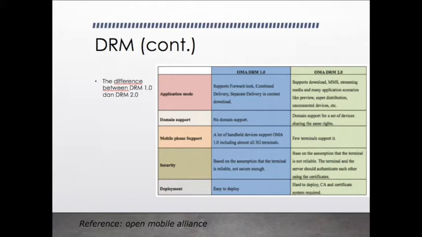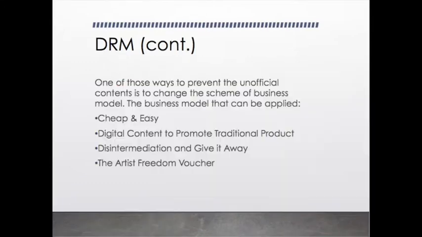And the last difference is deployment. For OMA DRM 1.0, it's easy to deploy. And for OMA DRM 2.0, it's hard to deploy, since a CA and a certificate system are required. One of the ways to prevent unofficial content is to change the business model. The business models that can be applied are: cheap and easy digital content to promote traditional products, disintermediation, give it away, and the last is the artist freedom voucher.